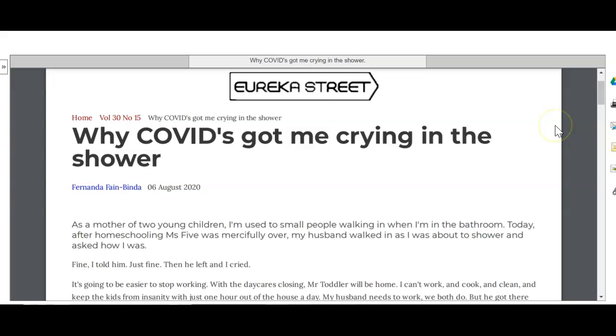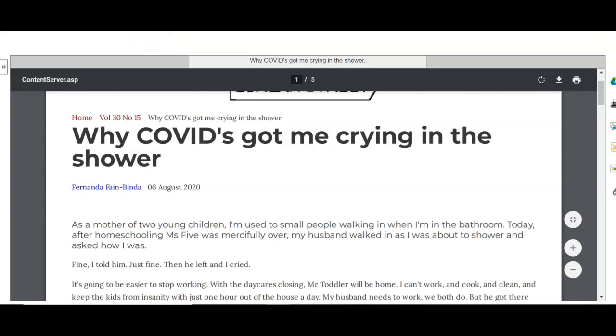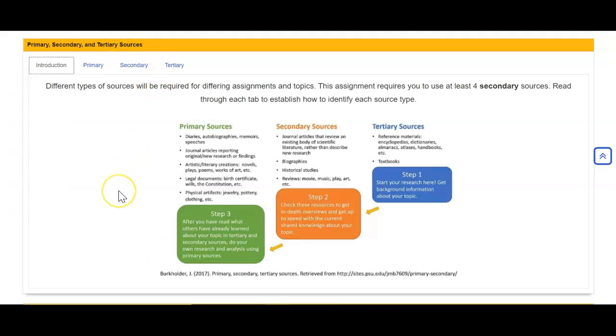So 20 years from now, we may have a very different perspective of this article if we were to read it. But for right now, it's showing us a little peek into current times. So those are primary, secondary, and tertiary sources. This is important information for you to know, as your assignment may require certain kinds of sources.